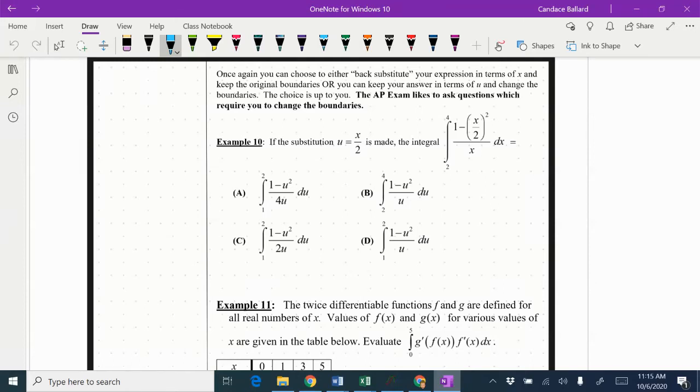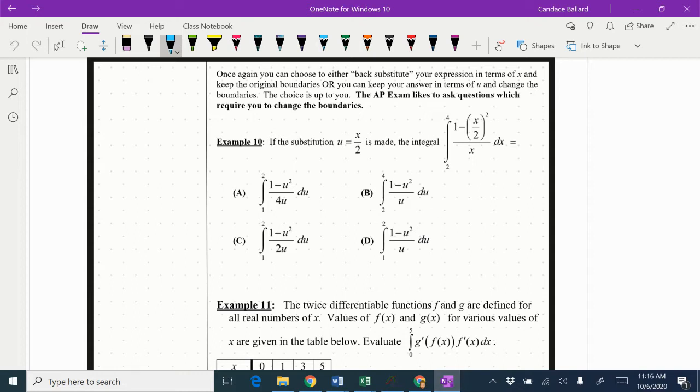We're continuing our work in 6.9, working on integration. In some of our past examples, we learned that we could either back substitute your expression in terms of x and keep the original boundaries, or you can keep your answer in terms of u and change the boundaries. So it's really up to you. However, the AP exam does like to ask you questions in which you change the boundaries, so it's a good skill to have. This is an example of that.